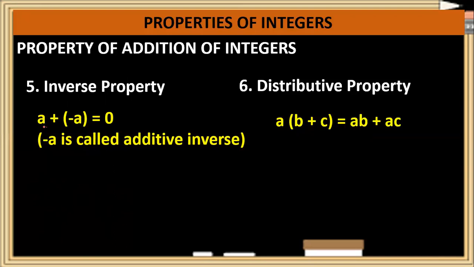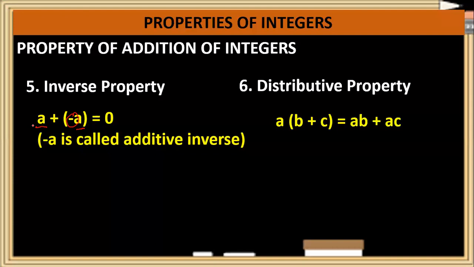So you add A plus A, pero dito, instead of positive, negative si A. So ang process dito, pag adding of integer kasi, ang operation, you proceed to subtraction pag magkaiba yung sign nila. Then, you have to carry the sign of the bigger number. So, kung ano yung sign ng bigger number.